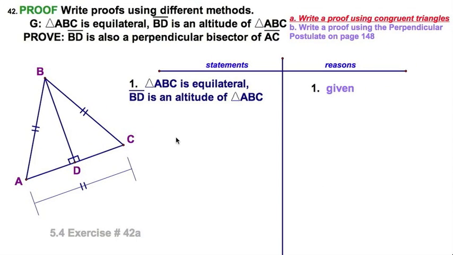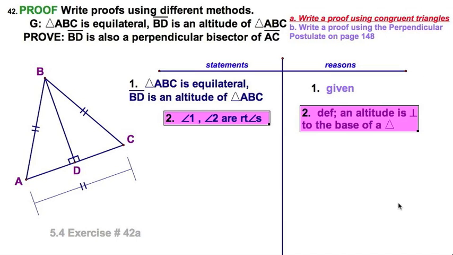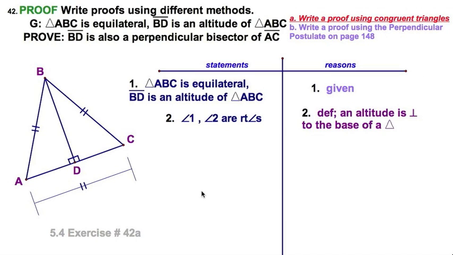Well, this proof looks like so much fun, we're going to do it twice. This is the A version for 42. We're going to use congruent triangles to prove that BD is also a perpendicular bisector, since it's an altitude of this equilateral triangle. Pretty straightforward. All right, I can just say angles 1 and 2 are right angles. Let me see, I guess I'm going to have to put in a 1 and a 2 then. There you go. And that's a definition.